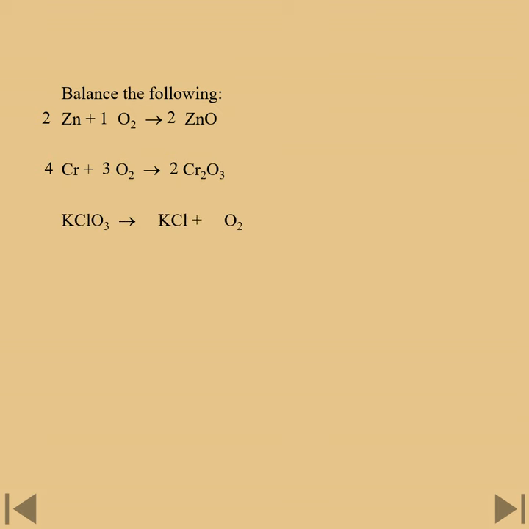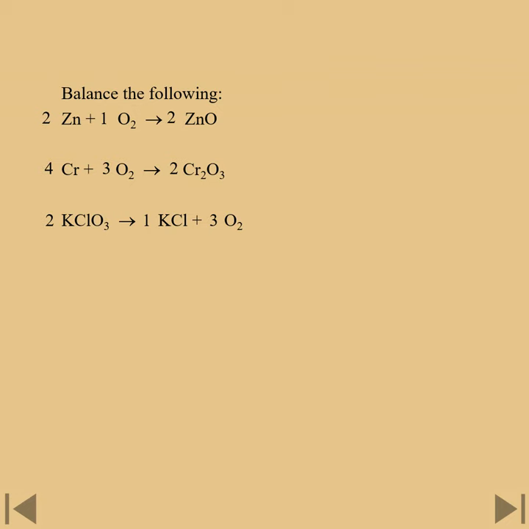Okay, any elements we should leave for last? Oxygen this time. We only have one single appearing element. So starting with potassium, 1 on the left, 1 on the right. Least common multiple is 1. There's 1 potassium on both sides. Then chlorine, 1 on the left, 1 on the right. That's already balanced at 1 on both sides. And now oxygen, 3 on the left, 2 on the right. So what's your least common multiple? 6. So that means 6 oxygens on both sides.